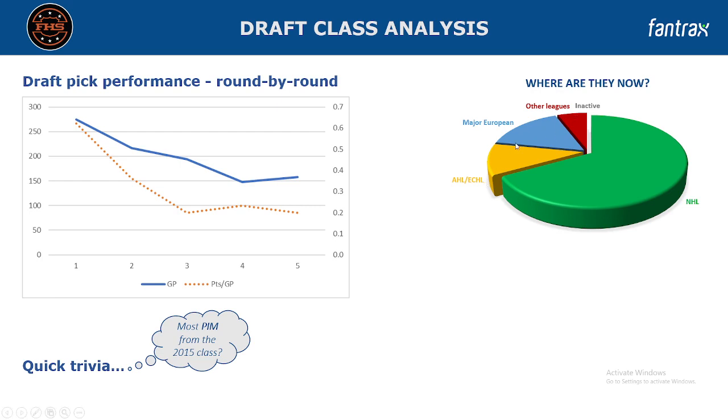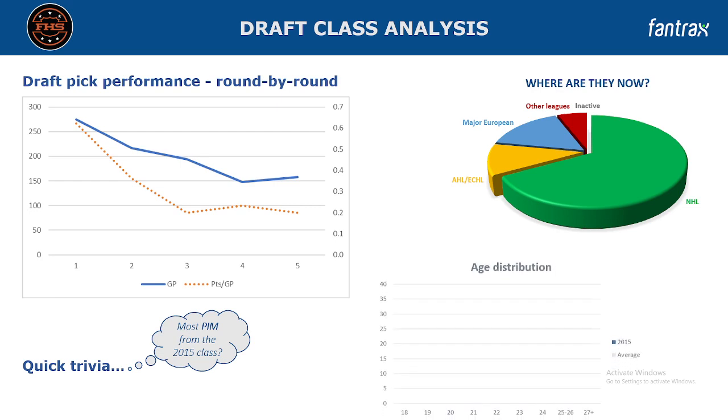And you can see the distribution between the other leagues, and there are no players who are inactive or retired. Every one of the selections is still active and playing in some league. And there were no very exotic leagues. I think the Austrian league was, and there was one player playing in the Norwegian league, the lowest leagues that I noticed.